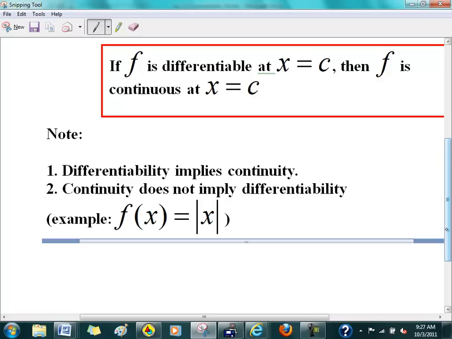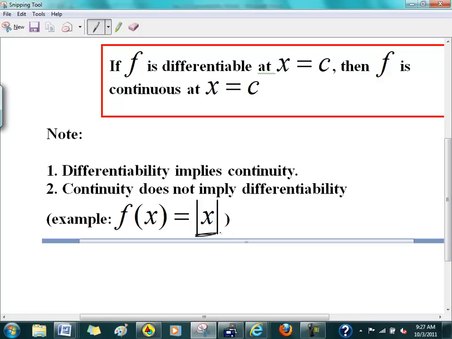Okay, you guys want to write that down? Differentiability equals there exists a derivative at every point on the graph. So the first note is saying that if a derivative exists at every point on the graph, then the graph is continuous. However, if it is continuous, it's not necessarily differentiable.